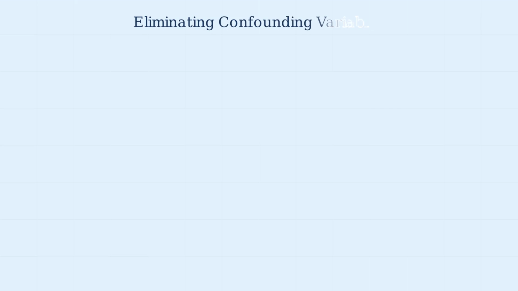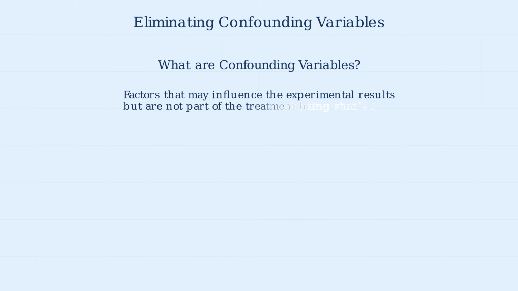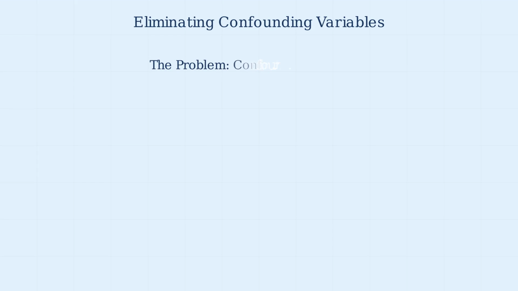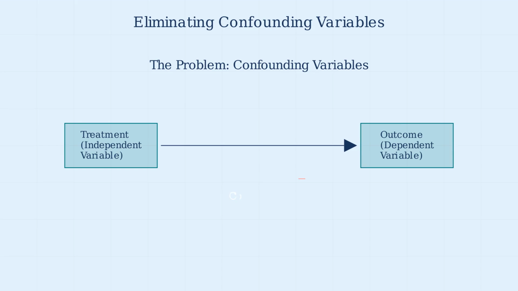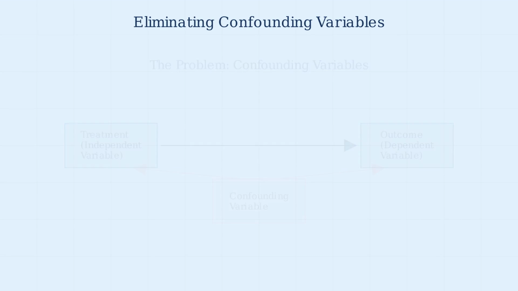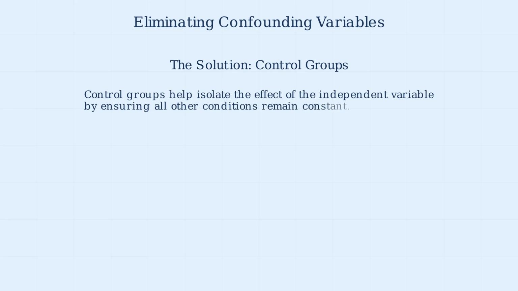Confounding variables are factors that might influence the experimental results besides the treatment being studied. When we conduct experiments, we want to measure how a treatment affects an outcome. However, confounding variables can interfere with our results by influencing both the treatment and the outcome. Control groups help isolate the effect of the independent variable by ensuring all other conditions remain constant.